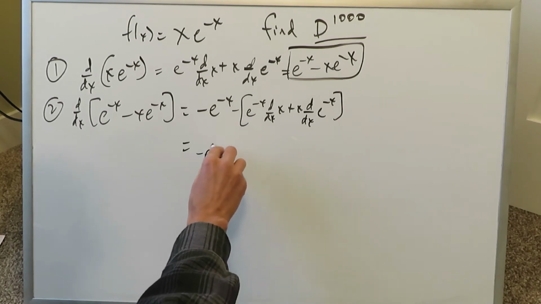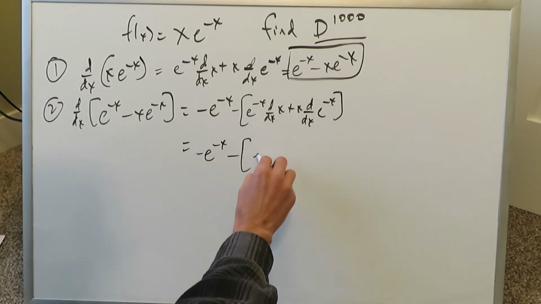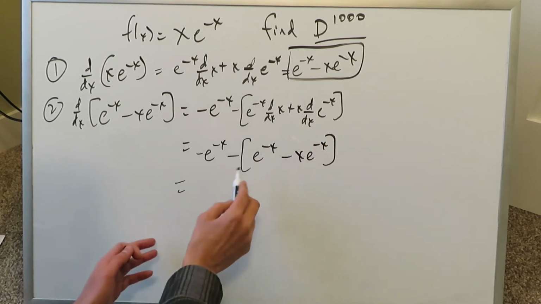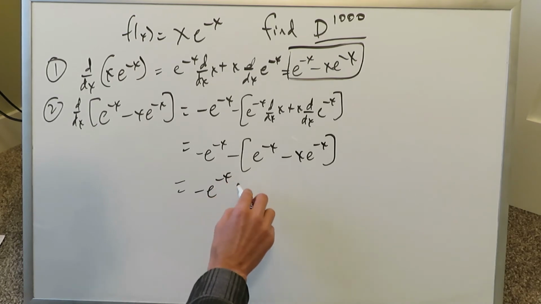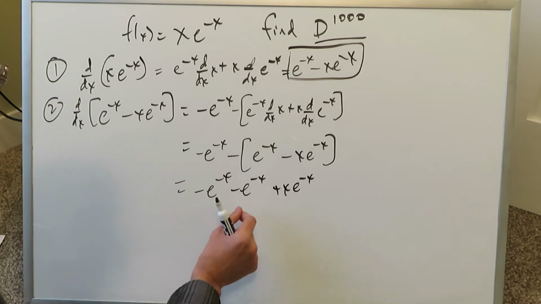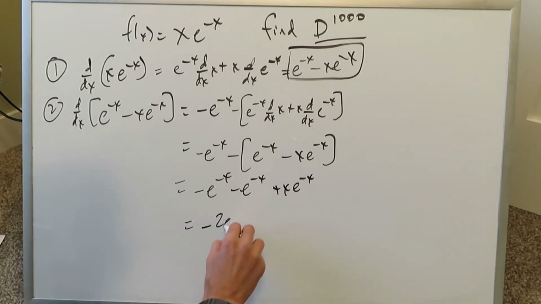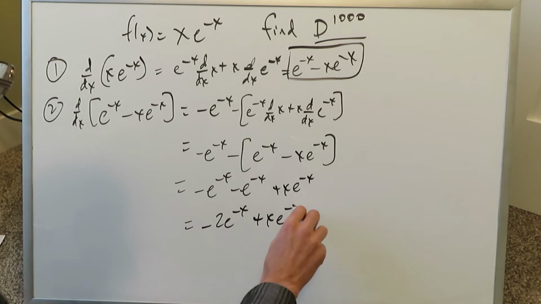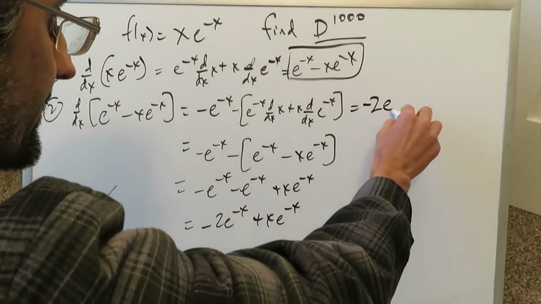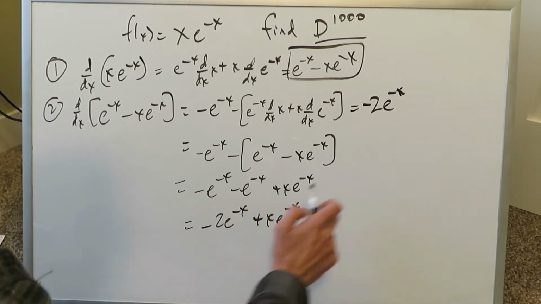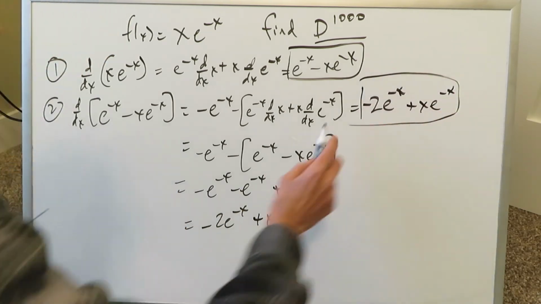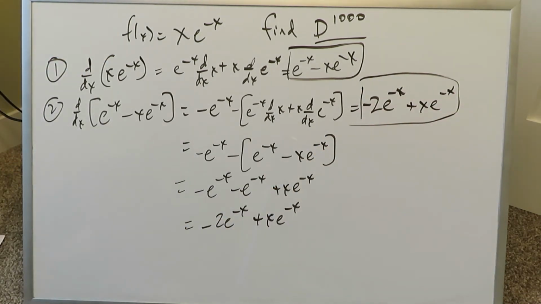I'll have minus e to the minus x. Here I'll have e to the minus x. Here I'll have minus x e to the minus x. Then of course I have to open up all of this. I'll have minus e to the minus x minus e to the minus x plus x e to the minus x. I can combine this. I'll have minus 2e to the minus x plus x e to the minus x. This right here I want to just put over here, and then we can maintain a certain level of neatness. Minus 2e to the minus x plus x e to the minus x. That's my second derivative, which will now have to be input into the third cycle.